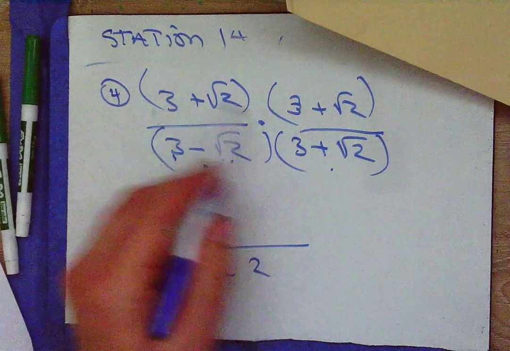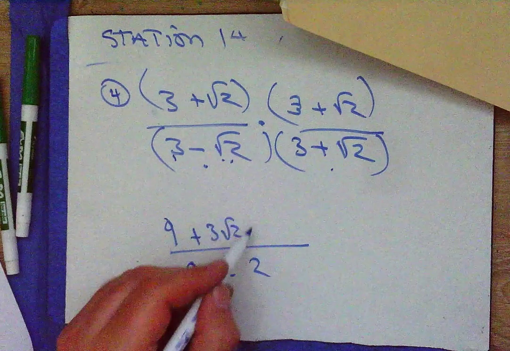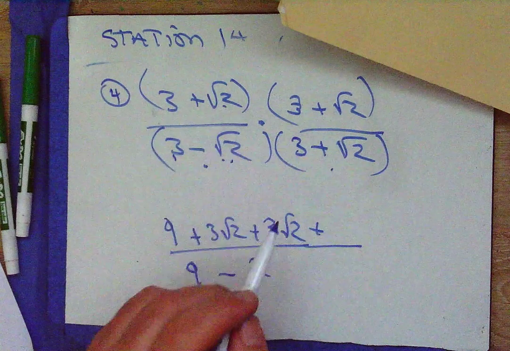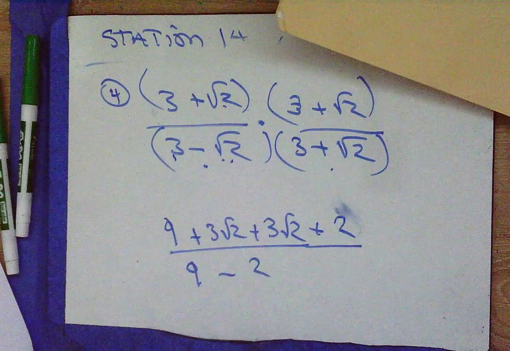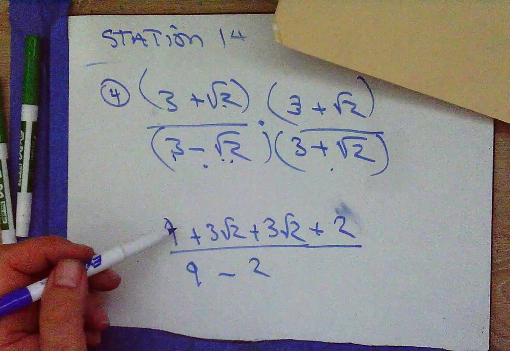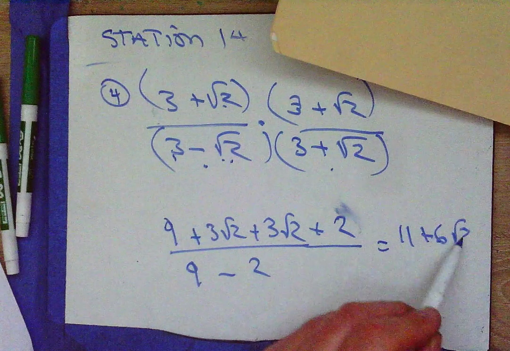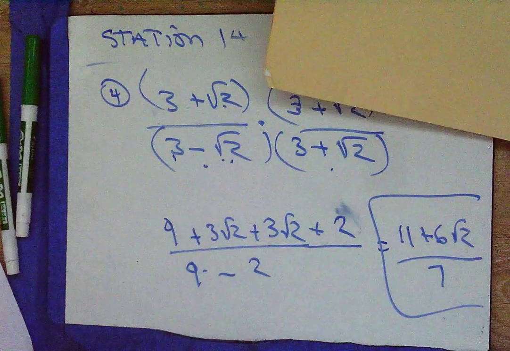On top, though, I've got a FOIL. 3 times 3 is 9, plus 3 root 2, plus 3 root 2, and then root 2 times root 2 is the square root of 4, which is 2. Okay, so let's tidy this up. 9 plus 2 is 11, plus 6 root 2, all over 7. There's my answer to number 4.